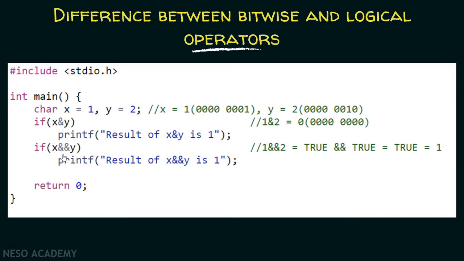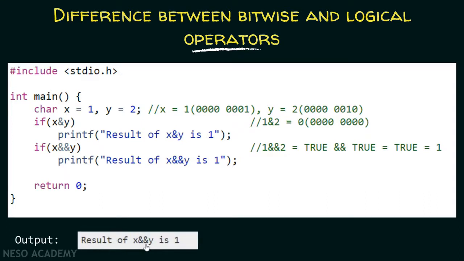On the other hand, here I have provided a logical AND operator. Now what is the result of this logical AND operation? 1 is treated as true and 2 is also treated as true, as a value other than 0 is treated as a true value. We know this thing already, that true and true is equal to true, which is equal to 1. Therefore the condition inside this if construct will get satisfied, and therefore this printf function will be called, and the final output is result of x logical and y is 1, right? Now this is not very difficult to understand, the difference between bitwise AND operator and logical AND operator.